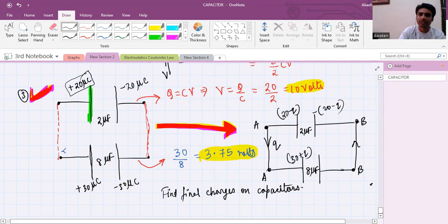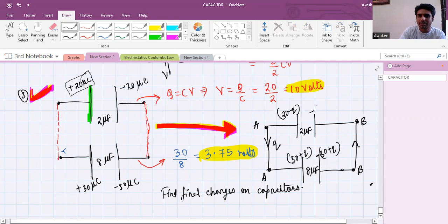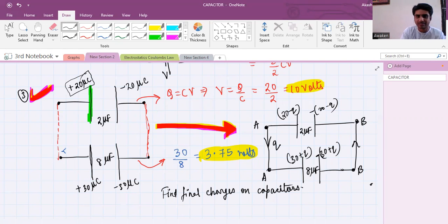Now one thing you have to ensure is that it is 20 minus and 30 plus. They are oppositely charged. So I just wrote it in this fashion to explain the things to you. All right, this is the final charge distribution. Now we need to find how we will proceed.